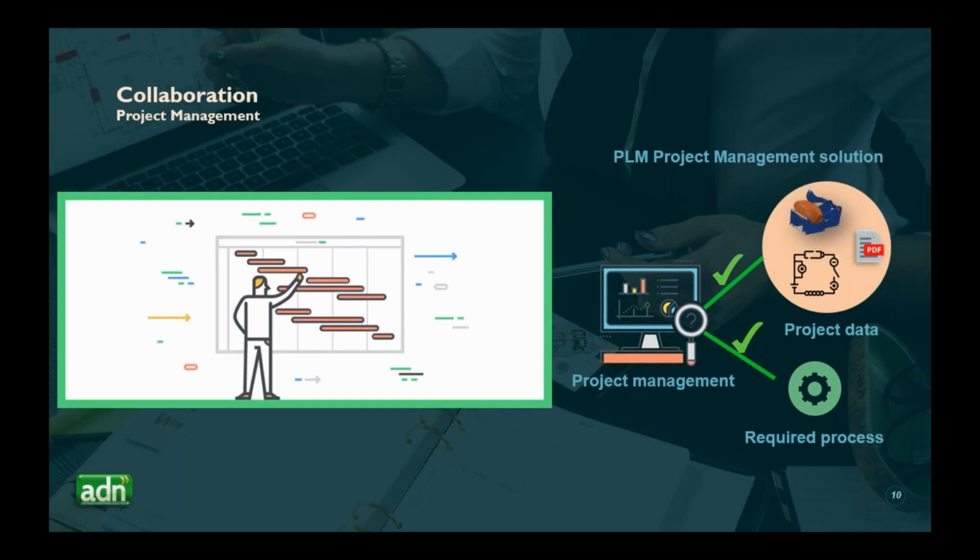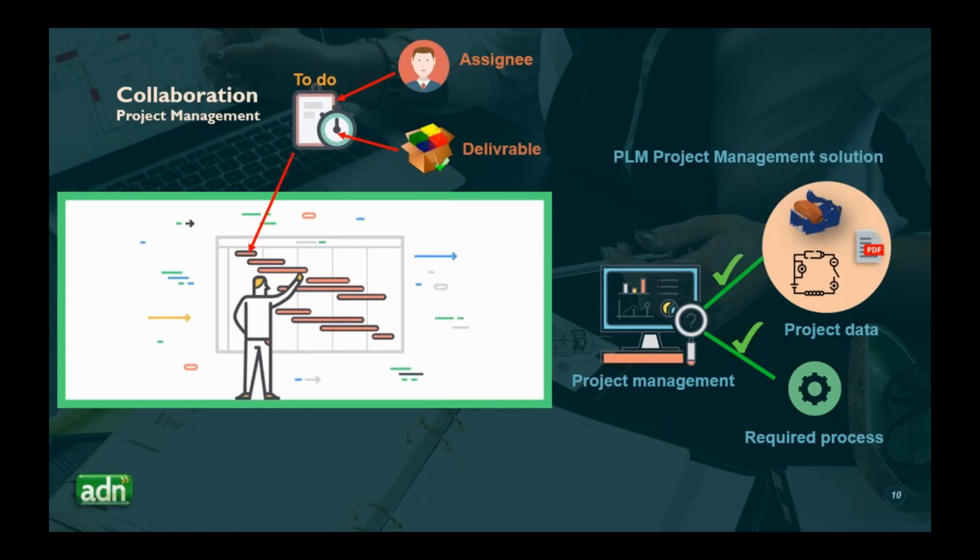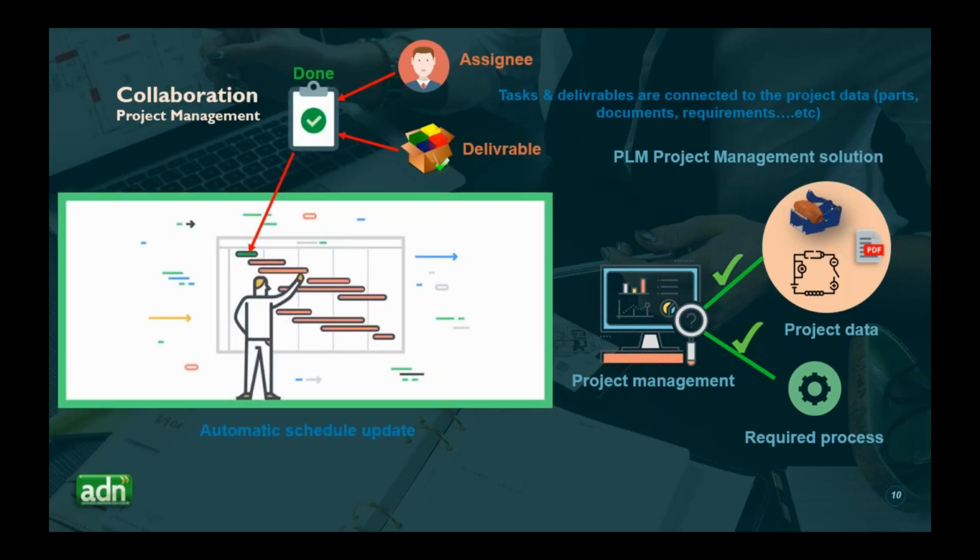So here is an example. You have a schedule, you have a task on your schedule, you have a to-do task. You can assign a project member to this task. You can also assign a deliverable. The deliverable can be a specification, a document, a part, for example. And once the task is done, not only will you have the latest version of the deliverable in real time, you will also have an automatic schedule update.